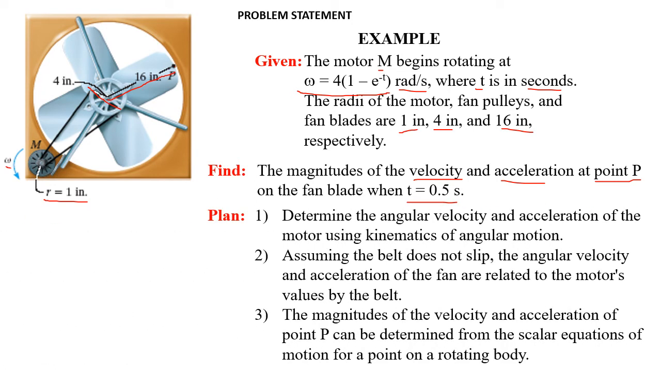So our plan of attack to solve this problem, first step, we're going to determine the angular velocity and acceleration of the motor using our kinematic relationships of angular motion. 2, we're going to assume the belt does not slip, and that the angular velocity and acceleration of the fan are related to the motor's values by the belt. And third, we're going to say that the magnitudes of the velocities, acceleration, and point P can be determined from the scalar equations of motion for a point on a rotating body.